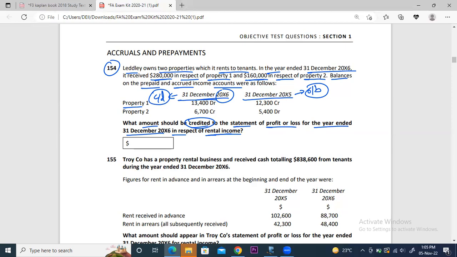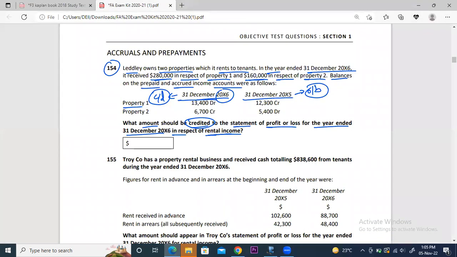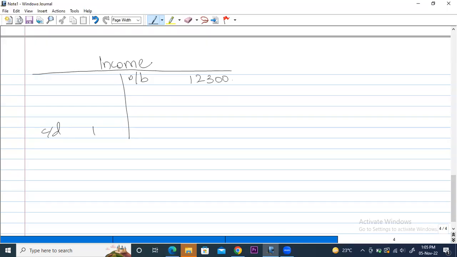So over here, 12,300 credit. Now, don't be confused from here, because in these questions, in accrual and prepayment T accounts, we can have opening balance and closing balance on both sides together as well. But that again means it's maybe accrued income or prepaid income. Now you can see the opening was 12,300 credit and closing was how much? 13,400 debit.